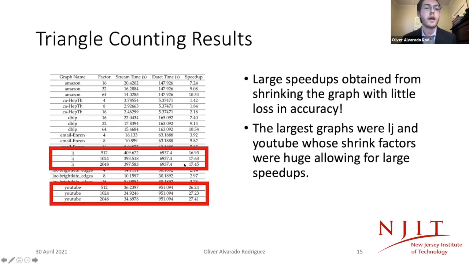So you can see for LJ, the stream time took 397 seconds and the exact time was 6,937 seconds. 397 seconds is about 6-7 minutes, and 6,937 seconds is about 2 hours. So really shrinking it down by a large factor with minimal loss in accuracy helps to speed up execution time.